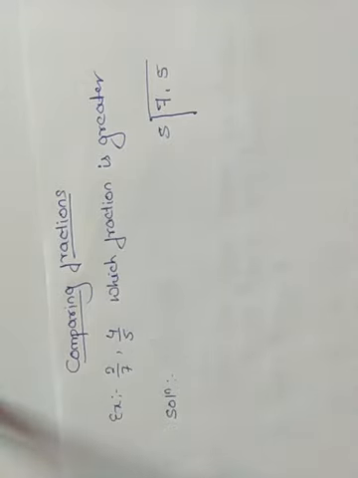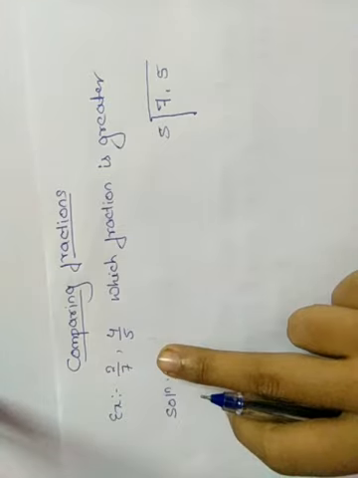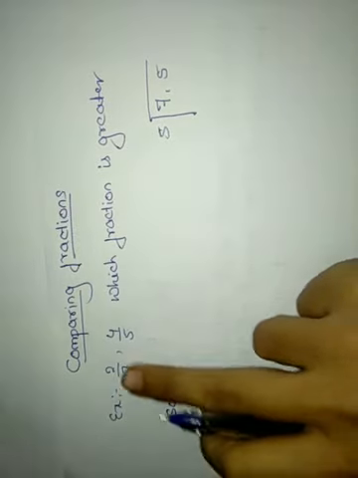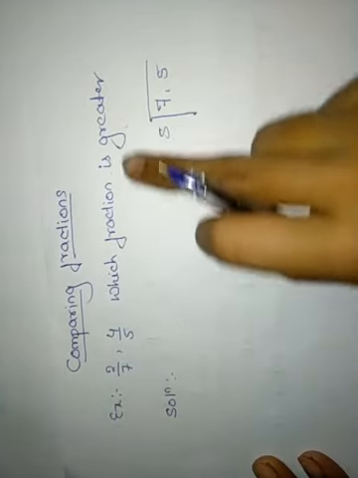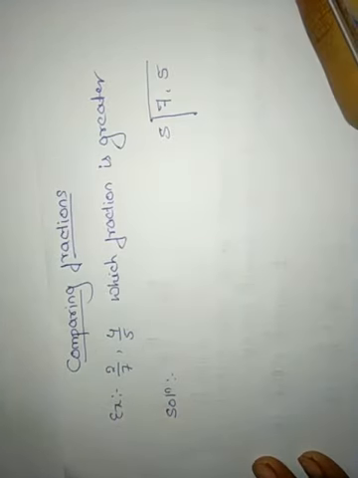Such types of fractions are called equivalent fractions. Next topic, that is comparing fractions. In this topic we are going to learn how to arrange the given fractions in ascending order as well as in descending order, and also how to find the greatest or smallest fraction, right? For that, here I have considered two fractions, that is 2 by 7 and 4 by 5. In these two fractions, we have to find which fraction is greater.